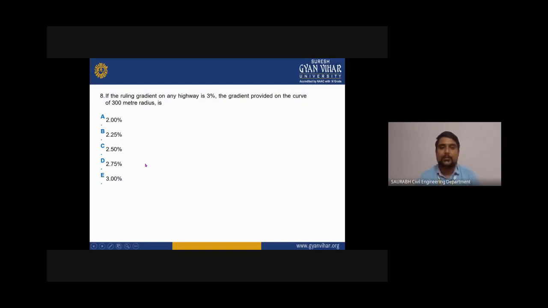If the ruling gradient of any highway is 3%, the gradient provided on a curve of 300-meter radius is, and the options given are 2%, 2.25%, 2.50%, 2.75%, and 3%. Here the right answer will be 2.75%. It means if the ruling gradient on a highway is 3%, the gradient provided on the curve of 300-meter radius will be 2.75%. That will be your right answer.